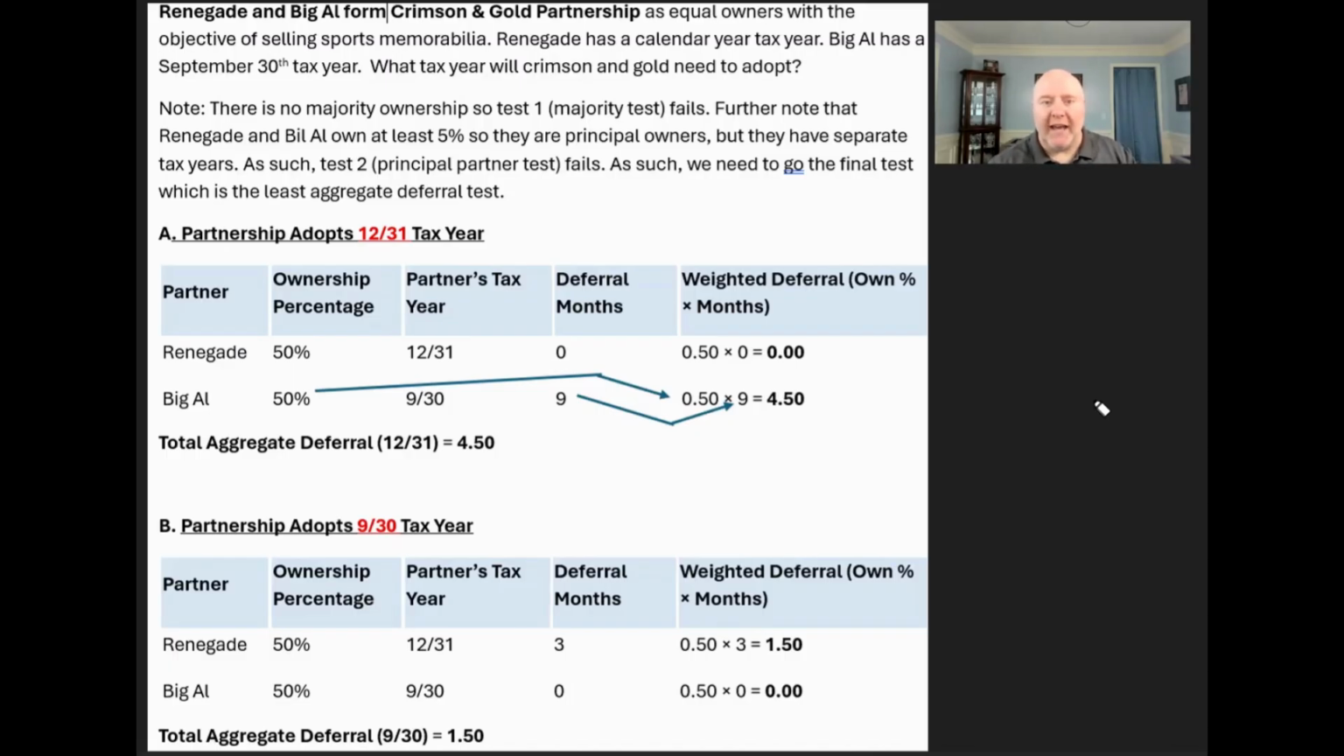There's no majority taxpayer, no tax owner with their tax year, because they have two different tax years and they each only own 50%, none of them more than 50%. So we fail the first test. So then we go to the second test.